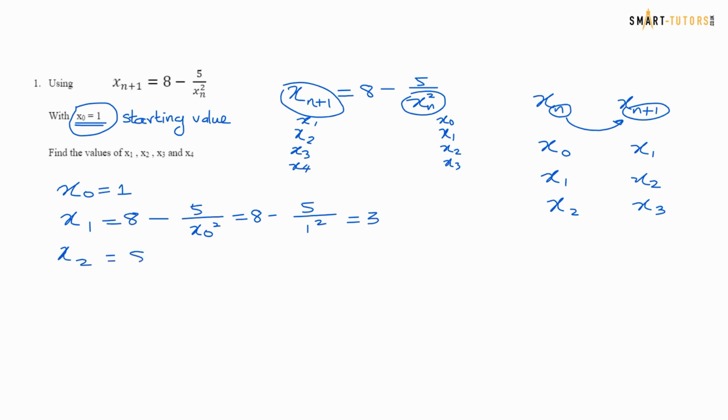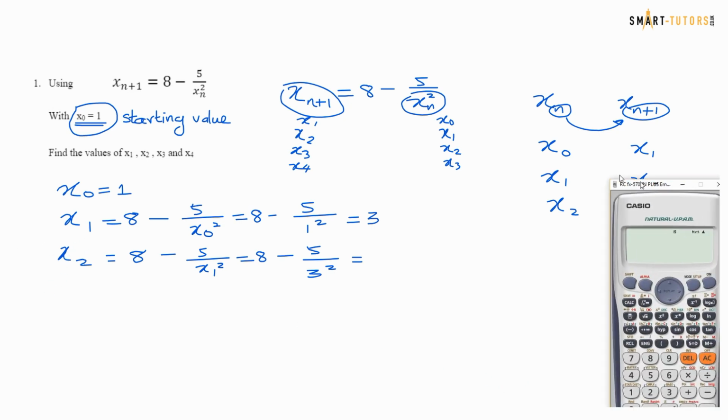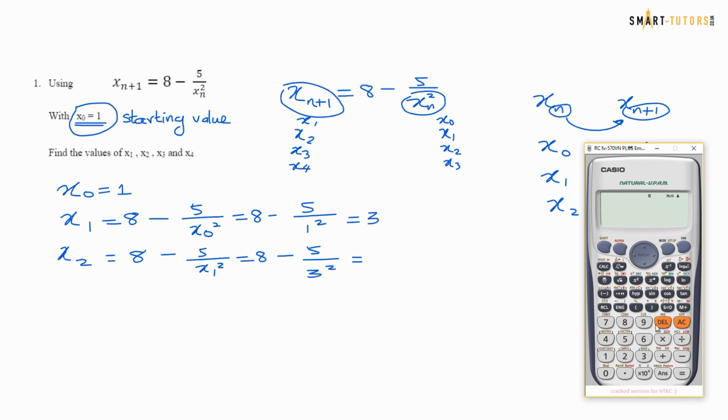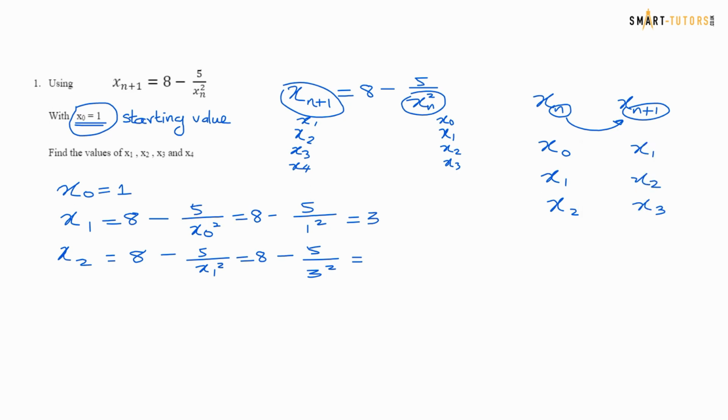x2 is equal to 8 minus 5 over x1 squared, which is 8 minus 5 over 3 squared. We have to use the calculator to obtain this answer. I use the fraction sign, 5 below 3 squared, and the answer is 67 over 9, which is 7.4 recurring. So 7.444 and so on, so you can write 7.4 recurring.